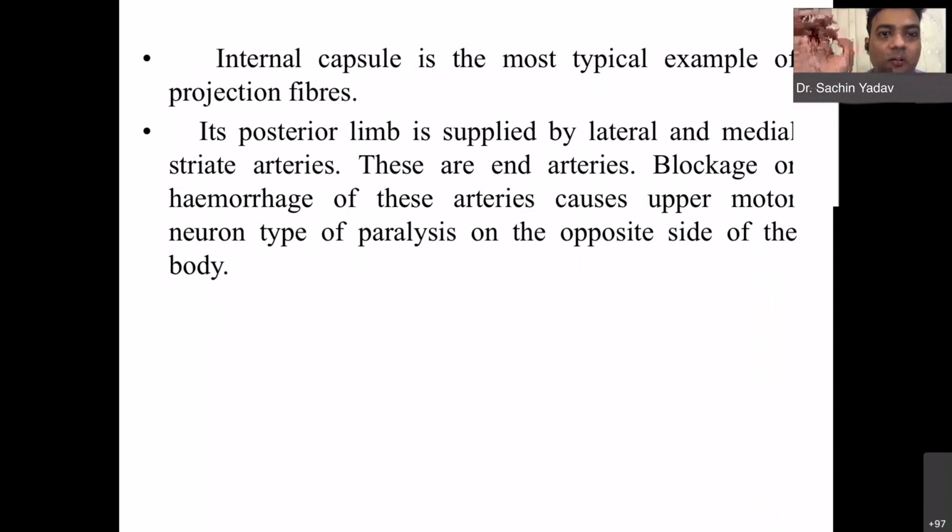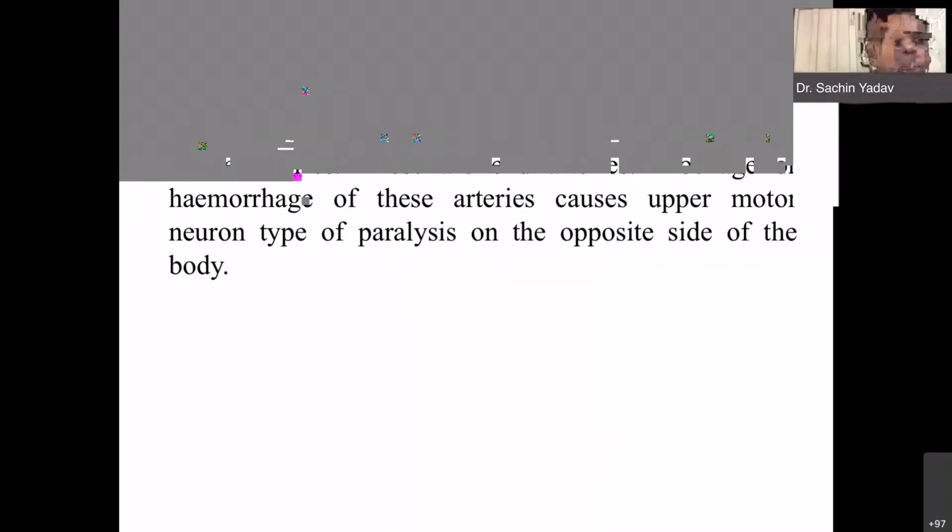So guys, this was all about the white matter of the brain. So any doubt or query you can ask.